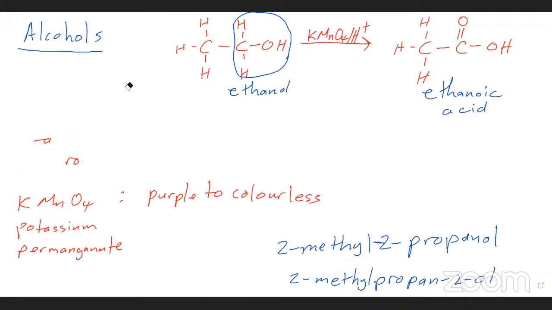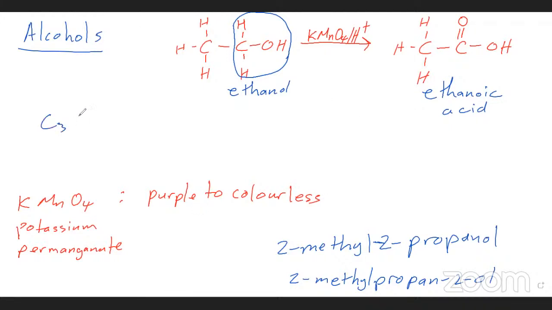So whichever alcohol you start out with, you should get the corresponding carboxylic acid. And the reason for that is we are not changing the amount of carbons. So the number of carbons stays the same. Hence, the starting alcohol and the product have the same amount of carbon.